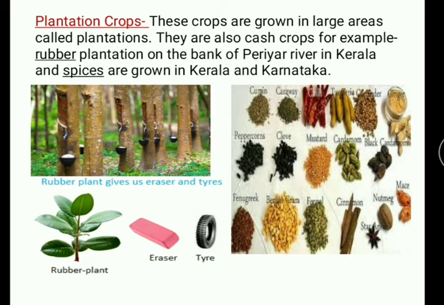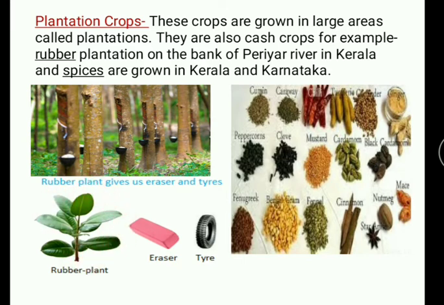Now, latex. You can see on the rubber plants, they stick one bowl over there. From there, they collect the rubber. Latex is being collected from the rubber tree. So the liquid which they are collecting from the rubber plant is known as latex. Now, this is the rubber plant. A small part of the rubber plant is shown.